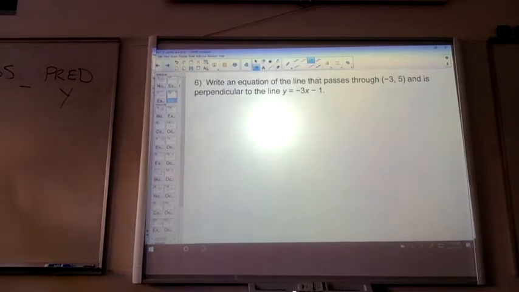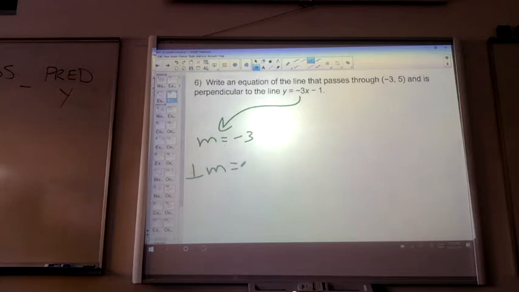Write an equation that passes through negative 3, 5, and is perpendicular with this line. Okay, so what's this slope? Negative 3. What would the perpendicular slope have to be? Positive, good. And what's the reciprocal of 3? Oh, so Mr. Negative, flip over. The flipped over T means perpendicular.